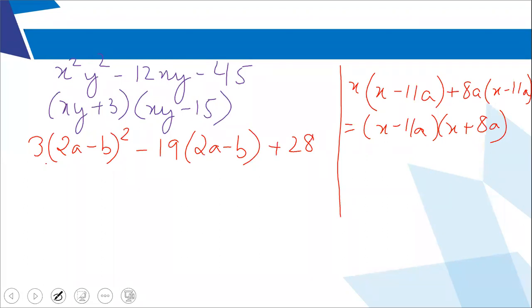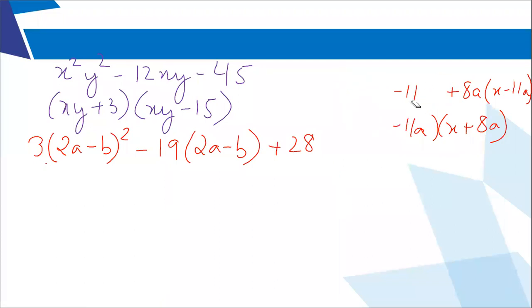Ma'am, I know, ma'am. 3 within bracket 2a minus b whole square minus 19 within bracket 2a minus b plus 28. Start doing. Ma'am, I got the answer. So quickly, Toshit. Yes, ma'am.